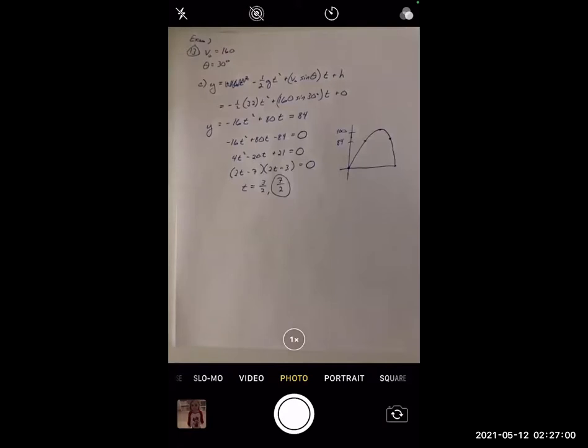So does that answer your question? Yes, perfect. Do you know where you made a mistake? Yeah, I think the factoring kind of messed me up, but I understand the whole concept of how to apply it. Oh, good.